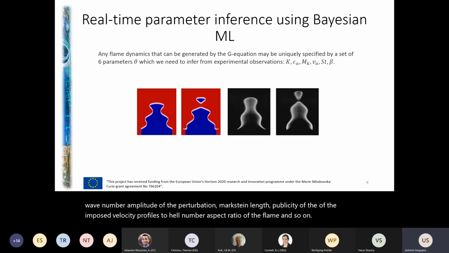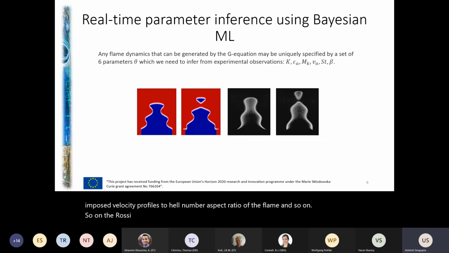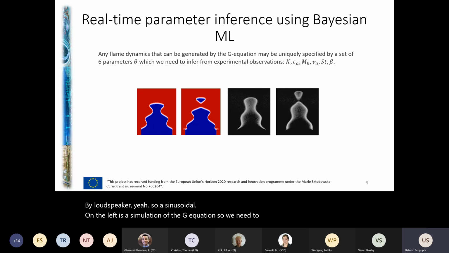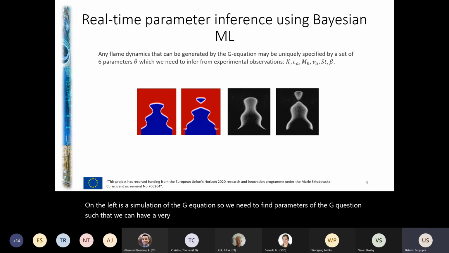On the right, you see an experimental flame video that I have taken in our lab. This is a Bunsen flame that is excited by a loudspeaker, with a sinusoidal tone. On the left is a simulation of the G equation. So we need to find parameters of the G equation such that we can have a very close match between the simulation and the video that we observe from our high-speed camera.